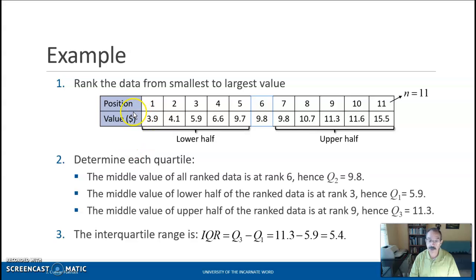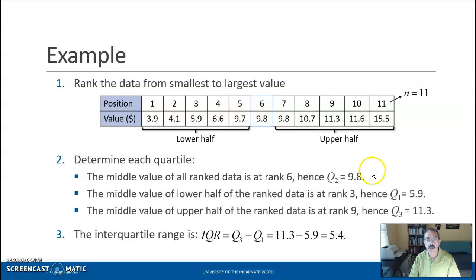All right, so as we stated before, the first thing we do is rank the data from smallest to largest. Then we find the middle value in the data. So this is like finding the median like we did before. So n is 11, so the middle value is the 6th, so that 5 values are below it and 5 values are above it. So the median is 9.8, and therefore the second quartile is 9.8.